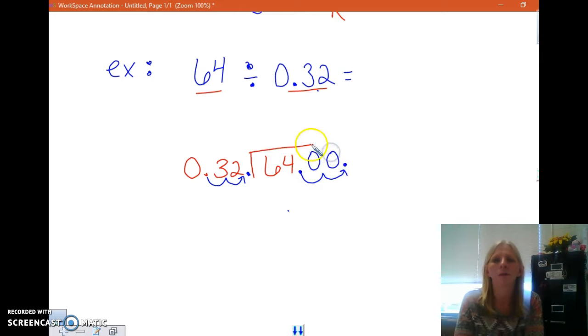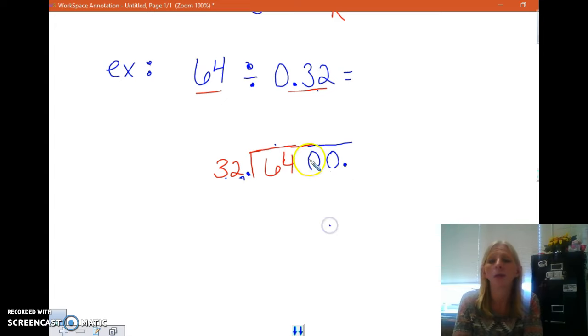In this case, at the end or the beginning. Please never add zeros in between numbers that are already there. If you do that, you'll change the number. So now we moved our decimals, which means our old decimals are no longer valid. We do not need them. So now we have a new math problem. 6,400 divided by 32.